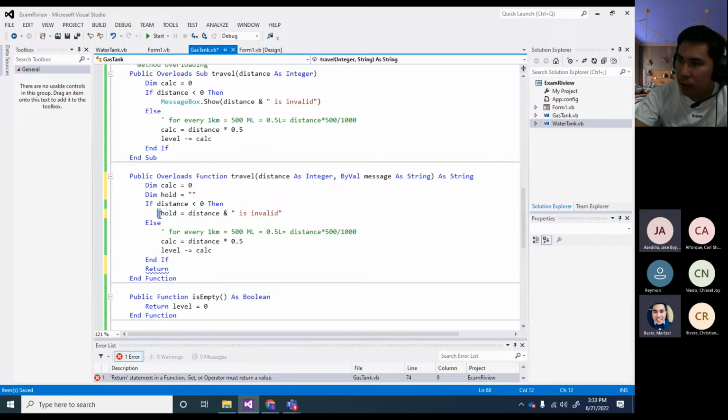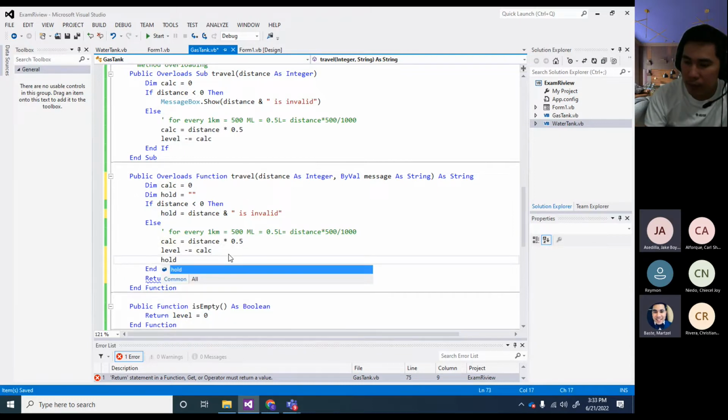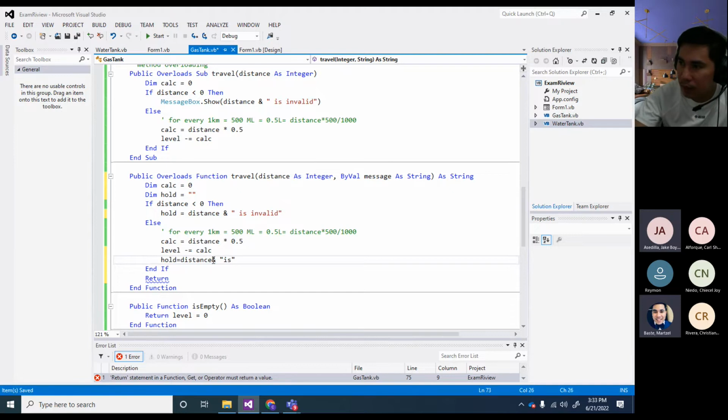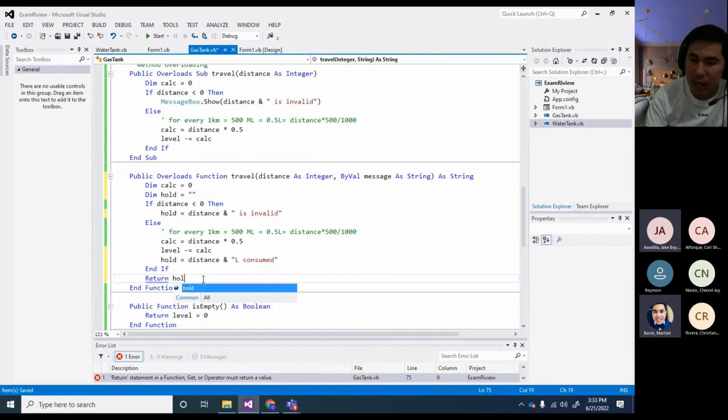And then I'll put below, hold equals distance is consumed, liters consumed. So this will return a string.